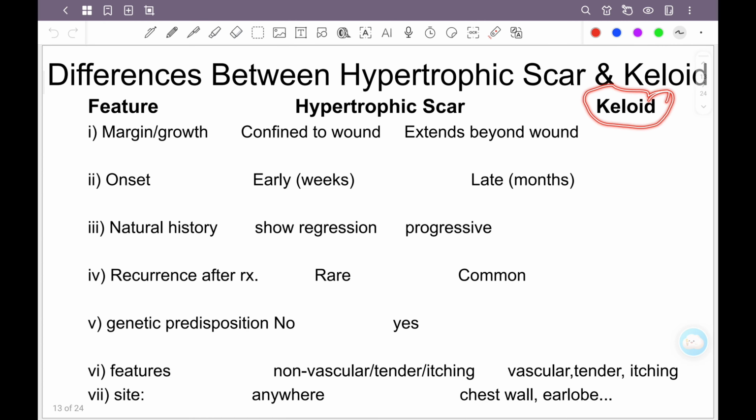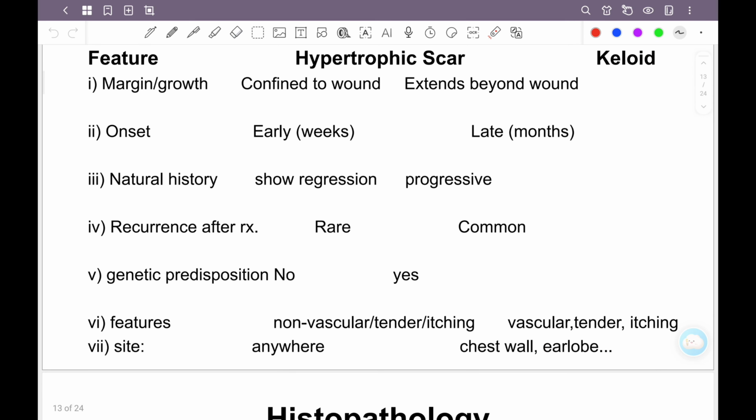So in a simple way, keloid is K for kill, the serial killer has no limit, so it will go beyond its normal limit. It has a progressive nature and it has tenderness. It gives pain. The killer mainly kills in the chest and the earlobe. So from here we can understand hypertrophic scar and keloid.